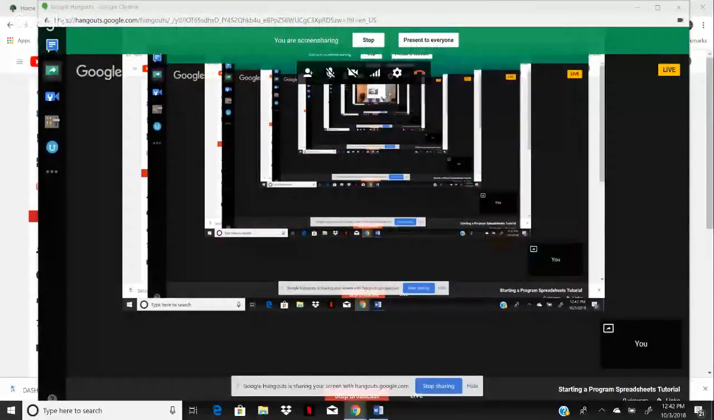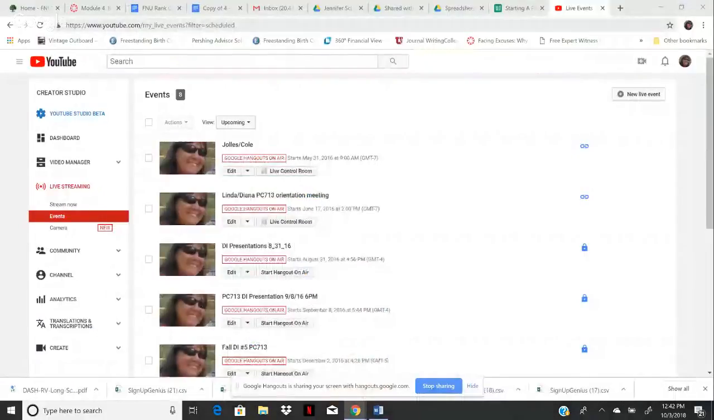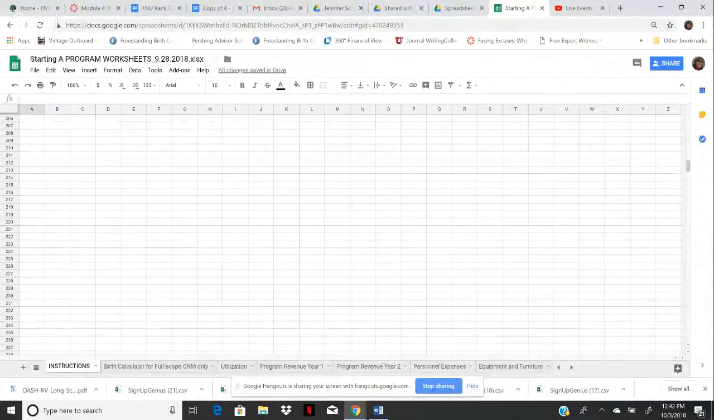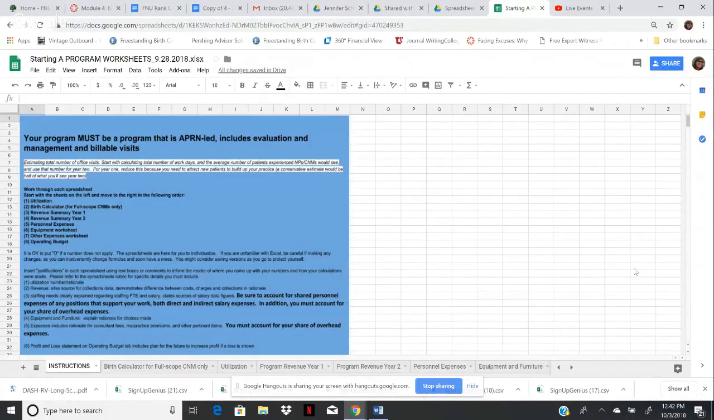So I'm going to screen share, and open up the spreadsheet set for starting a program. The first thing that you'll see there are a lot of tabs at the bottom. The first tab is the instruction tab, and this has a set of instructions for you about the spreadsheets.